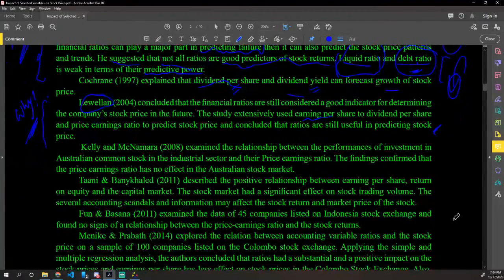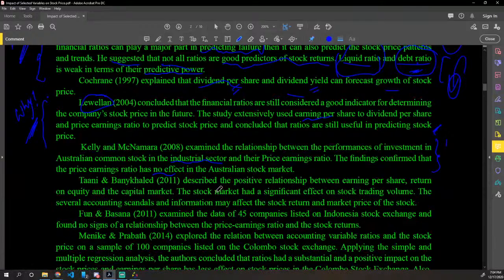So okay, so Kelly and Namara 2008 examine the relationship between performance of investment in Australian common stock in the industrial sector. So common stock in industrial sector. Okay, so industrial sector, that's basically manufacturing and everything. And then their price to earning ratio, and then the final one will confirm that the price earning ratio has no effect. Okay, no effect. That was the conclusion. But okay, yeah. That'll be a cool thing to look at as well, right?